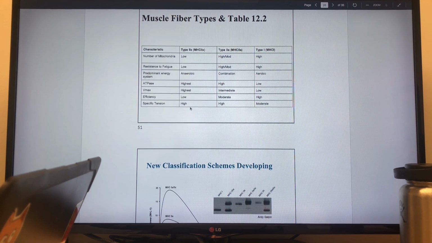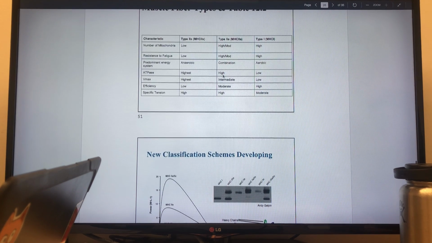And it's got very high specific tension. Cool? Type 2, which is what I consider your second fastest, or your intermediate, has a decent amount of mitochondria. It's got a decent amount of resistance, and it's got a combination of anaerobic and aerobic. It's not 50-50, but it's a combination of them. Since it's fast as well, it has a lot of ATPase. Its velocity is medium, it's got moderate efficiency, and it's somewhat high specific tension.